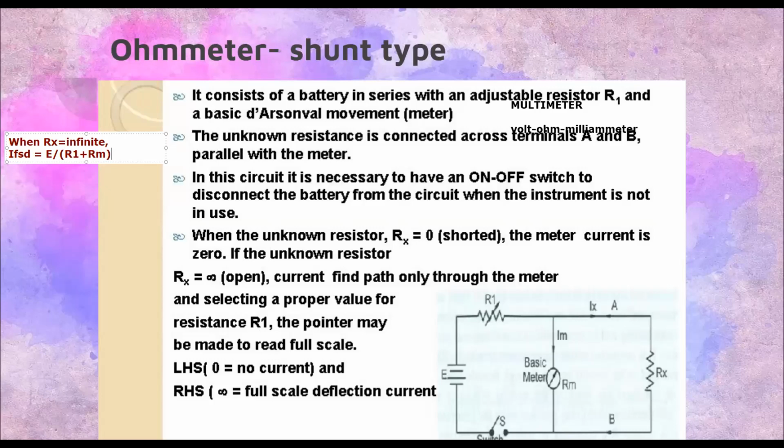Okay. अब ये एक फॉर्मूला से आप R1 भी find out कर सकते हो cross multiplication करके. तो क्या हुआ R1? R1 is equal to E divided by IFSD minus Rm. ठीक है? So this is the formula for R1. Clear है ये? So I think we can clearly understand this. You can take a screenshot of this as well. Okay, fine.